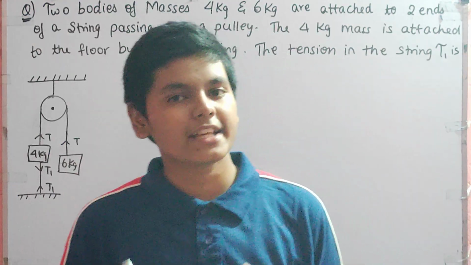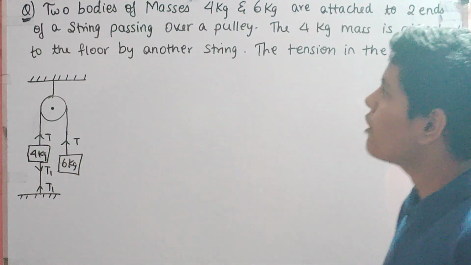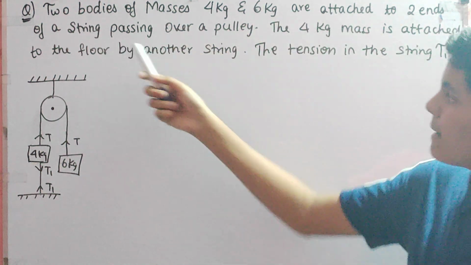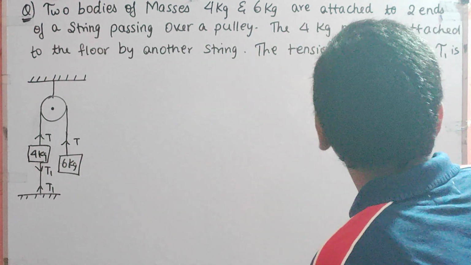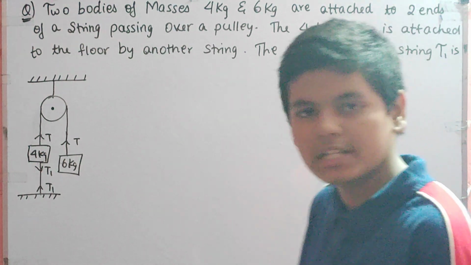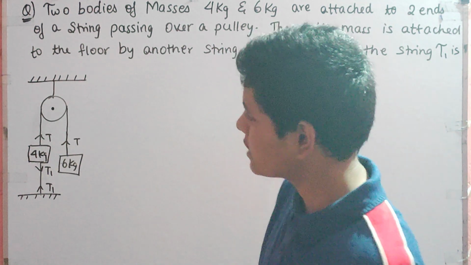So now we have our next question over here. Two bodies of masses 4 kg and 6 kg are attached to two ends of a string passing over a pulley. The 4 kg mass is attached to the floor by another string. The tension in the string T1 is. So this is the question given over here.